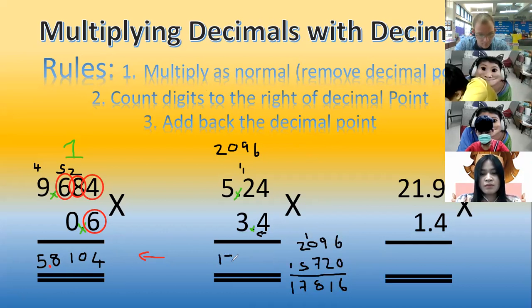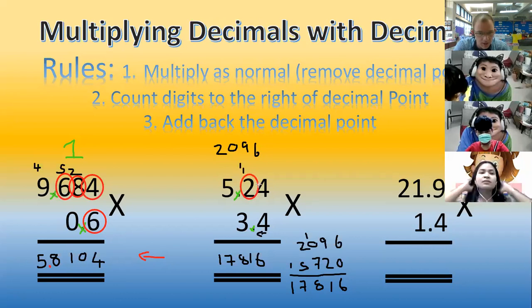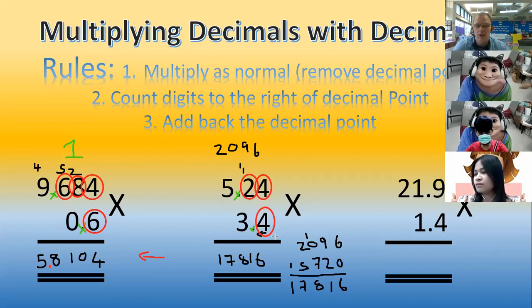So how many decimal places do we have? Who can tell me? 3. Excellent. We have 3. Why? Because here we have 1, here we have 2, here we have 3 decimal places all together. And if we are multiplying, we know that we add the decimal places together and then we add it in our total. So 1, 2, 3. We start here. 1, 2, 3. So our answer is 17.816.